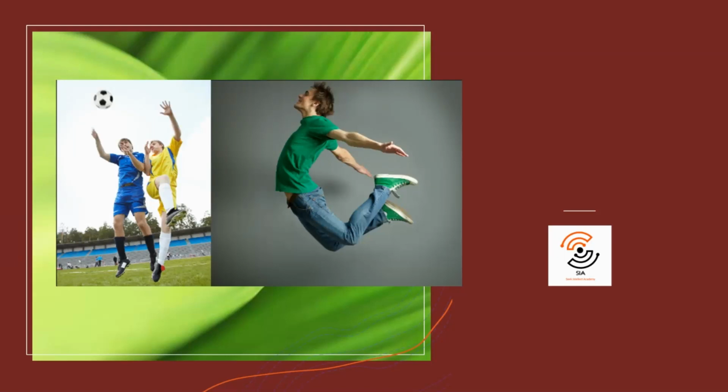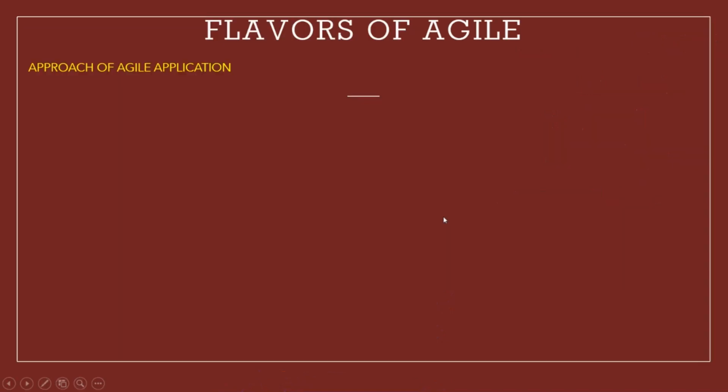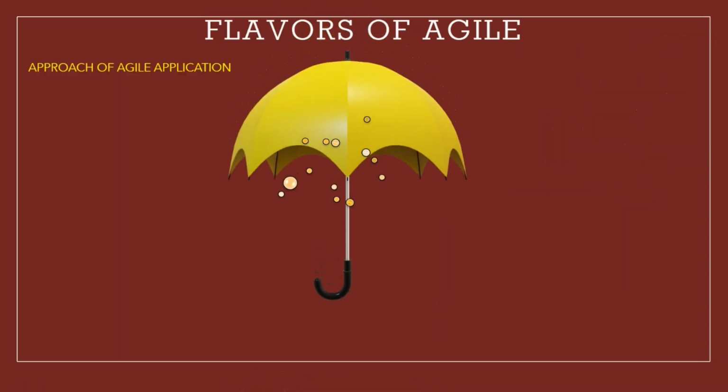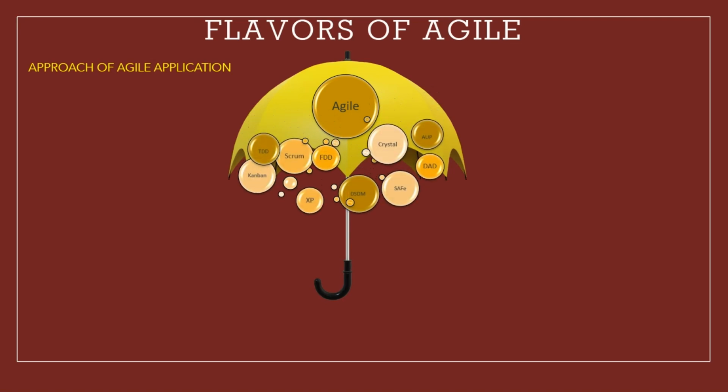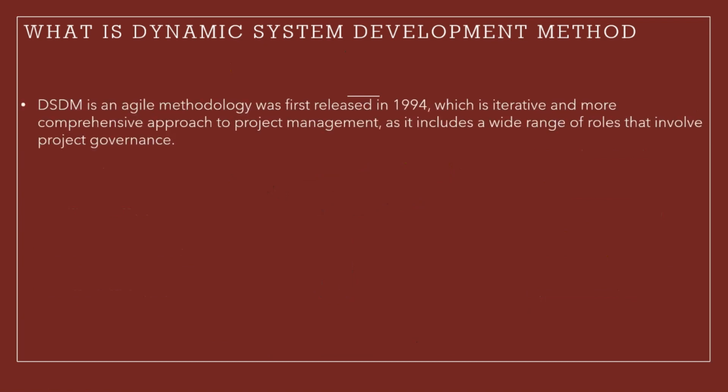Today, we shall deep dive on one of the Agile flavors called Dynamic System Development Method. The Dynamic System Development Method is an agile methodology for developing software and non IT solutions in incremental and iterative releases. Now, let us see what is Dynamic System Development Method.